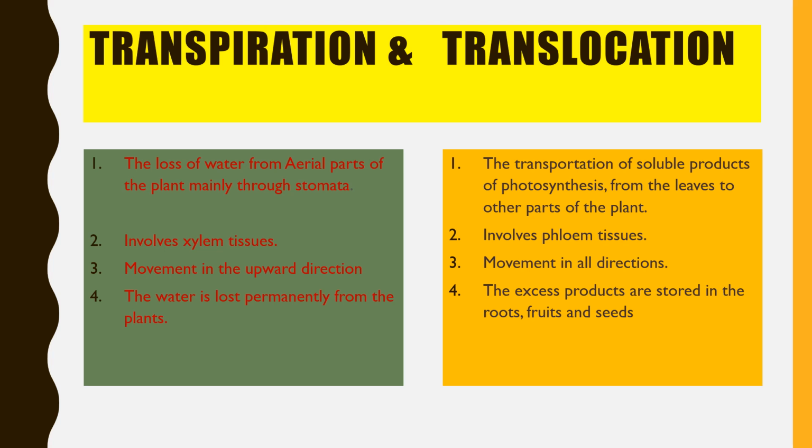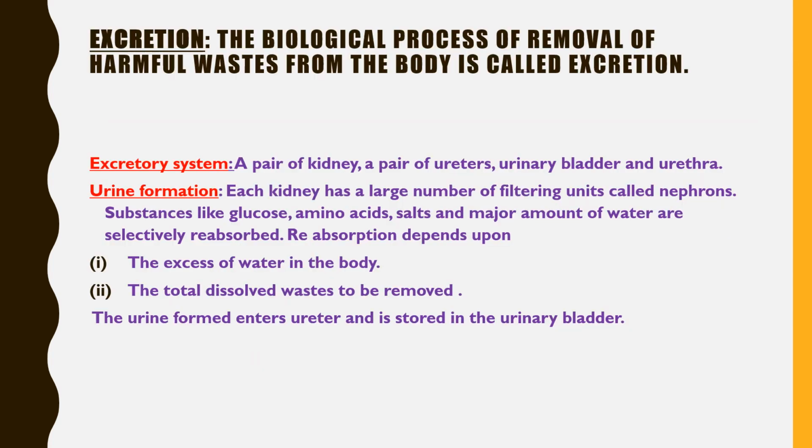The movement is in an upward direction in the case of transpiration. Movement is in all directions in the case of translocation. The water is permanently lost from the plants in transpiration. The excess products are stored in roots, fruits, seeds and different parts of the plant in translocation.